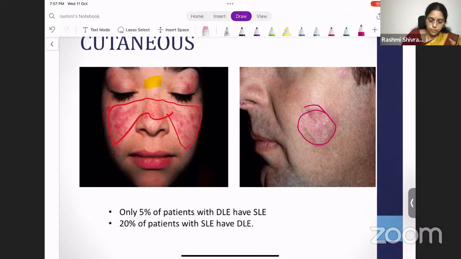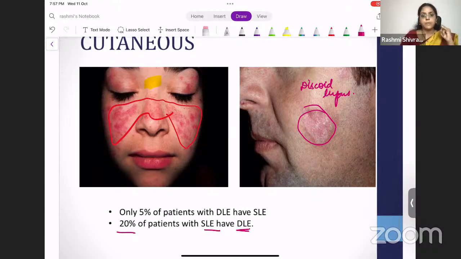This is a discoid lupus lesion. So 20% of patients with SLE may have discoid lupus, right? 20% of patients with SLE will have discoid lupus, but only 5% of patients with DLE will have SLE. So discoid lupus is a separate entity, so as to say. Patients with SLE can have discoid lupus, but only 5% of patients with discoid will have SLE.